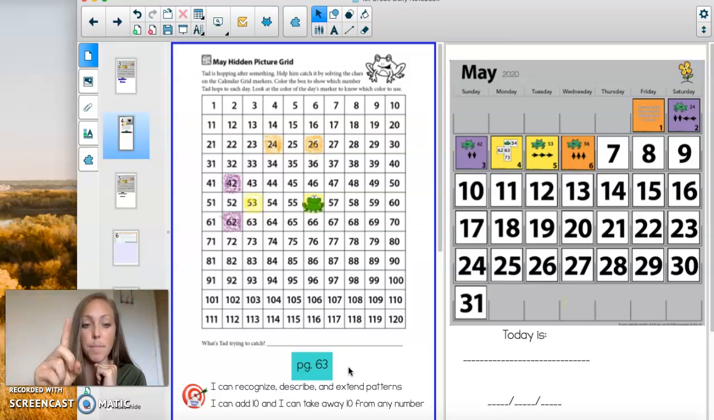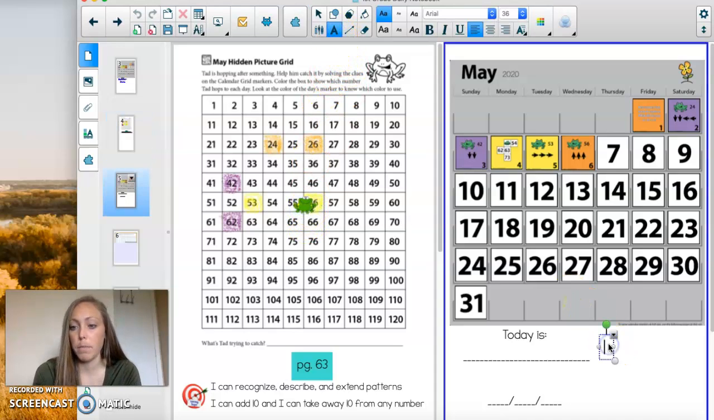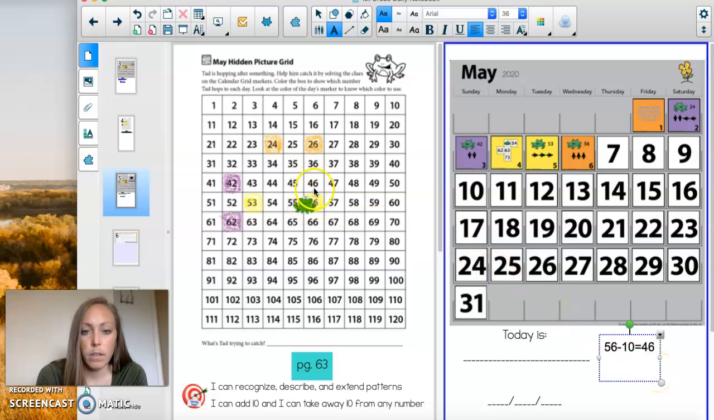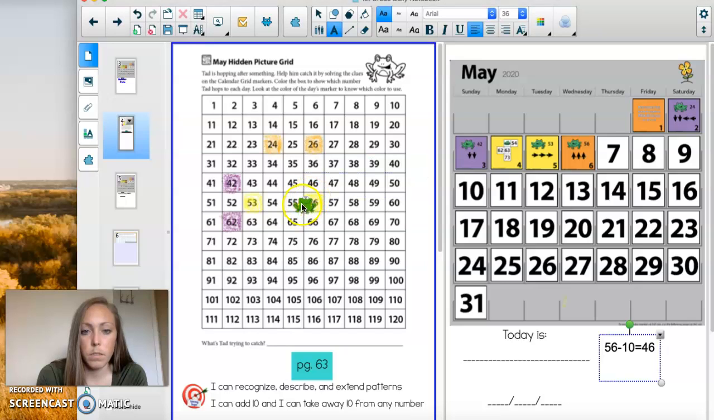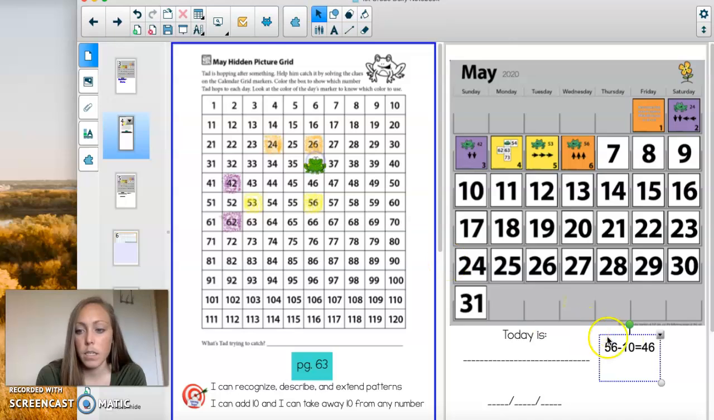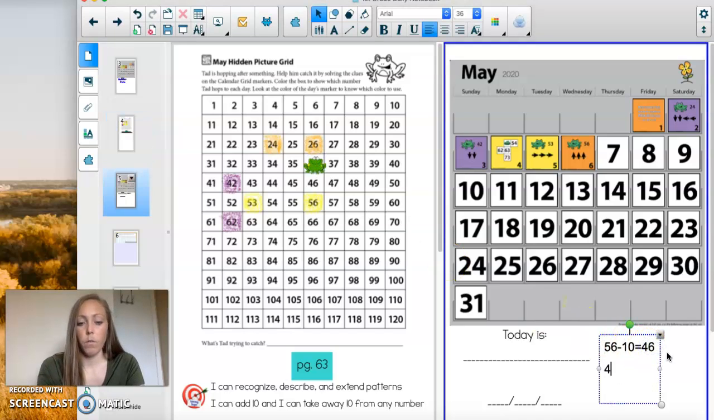Okay, so when he hops up, he's actually doing minus 10. So let's look, he's on 56. And he did 56 minus 10 is 46. Let's write that down over here so that we can remember. He did 56 minus 10 equals 46. But he didn't stop there. Then he did 46 minus another 10 equals what? 36. So let's add that over here. He was on 46 and then he did minus 10 again and he landed on 36.